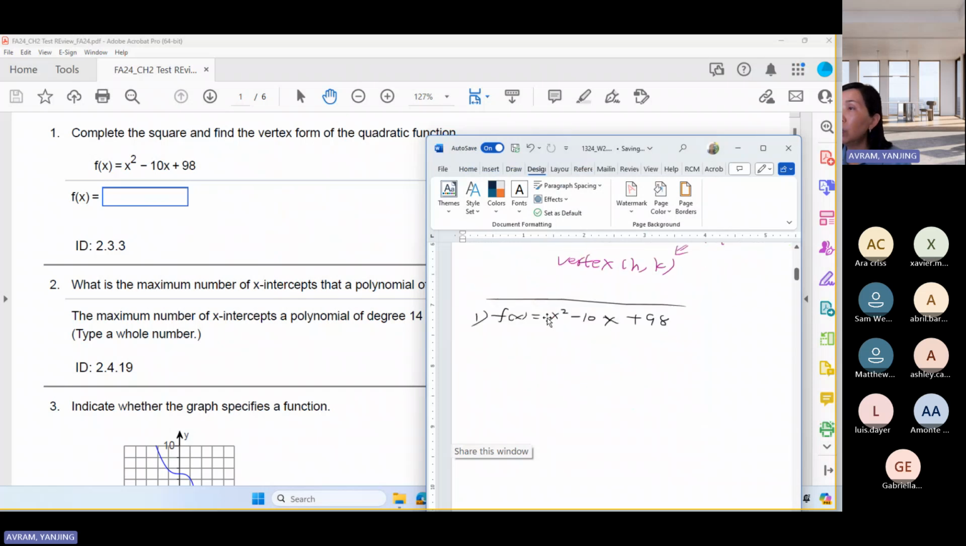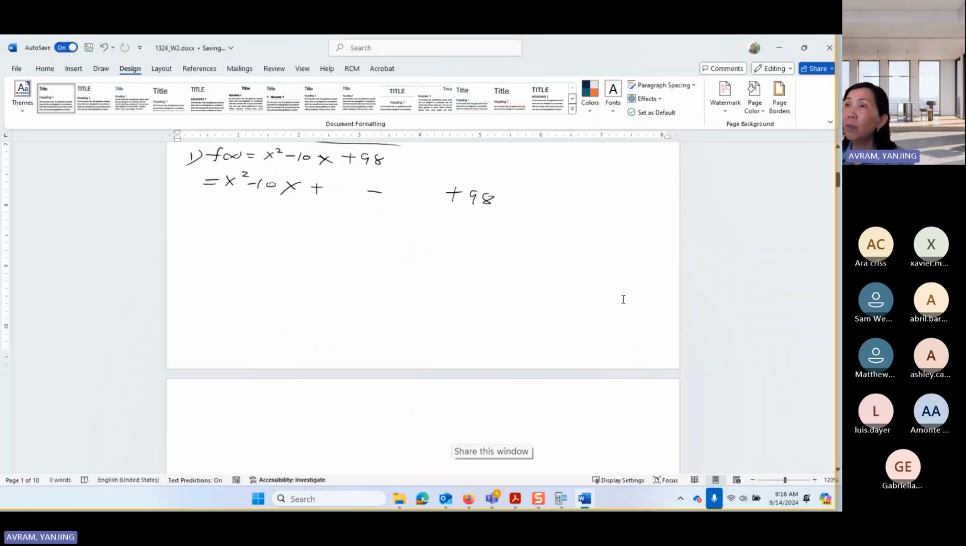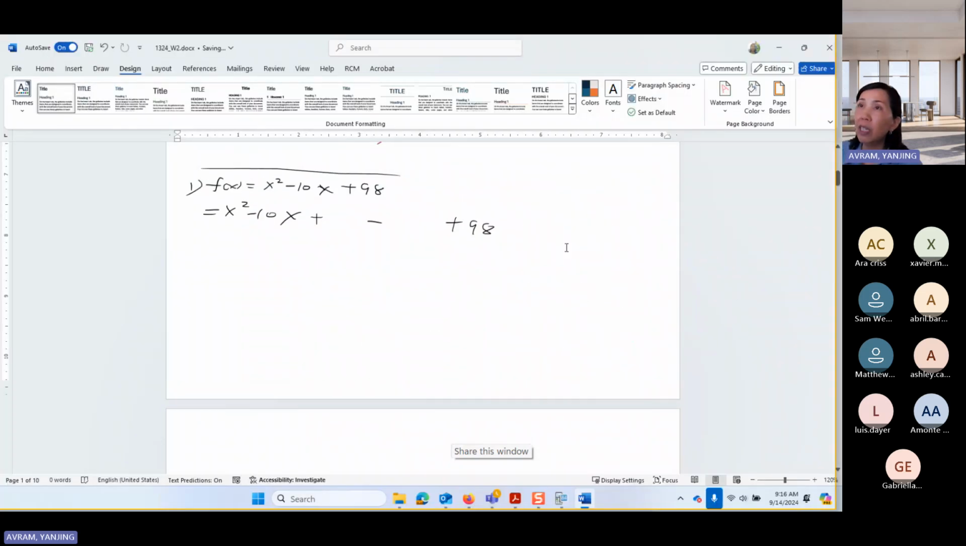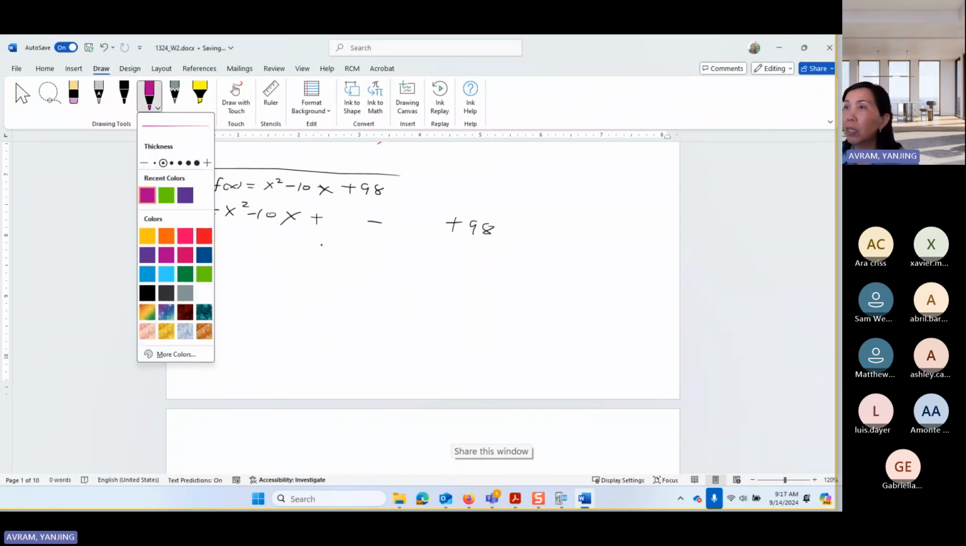Since my coefficient of a is 1, I just need to add a number. All right, so I will need to add a number and then minus a number. And don't forget, I have a plus 98 in here. This is called adding a 0, okay? So what is adding a 0? If you plus a number and then minus a number, that means you are just adding a 0. Your value is still unchanged, okay? So that is the one we want in here.